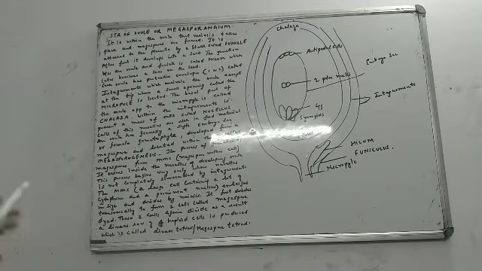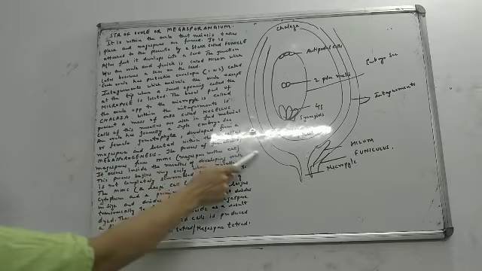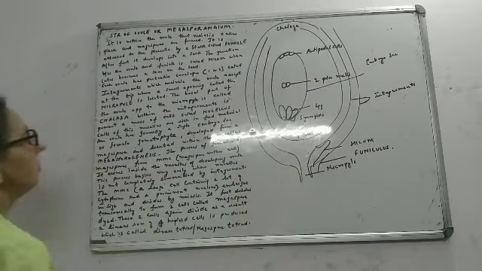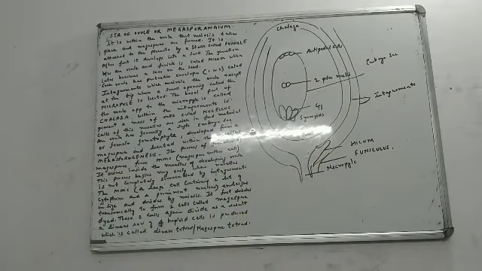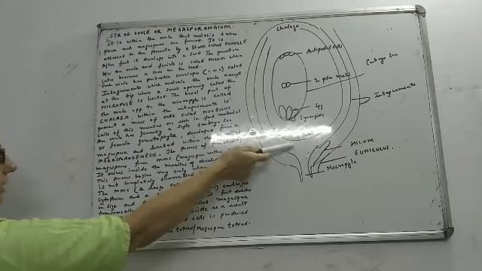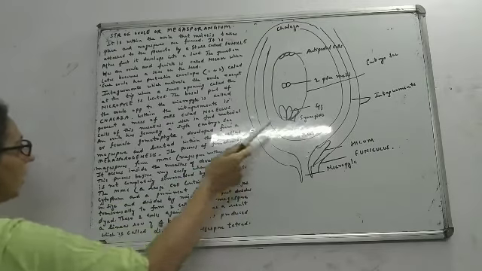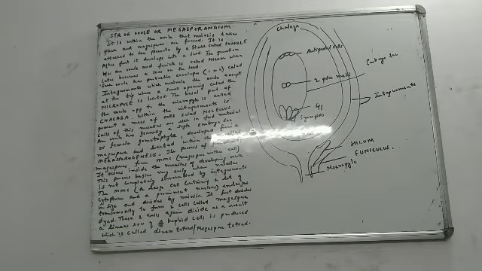Now, within these integuments, you have a mass of cells. This mass of cells is what we call the nucellus. This nucellus is very important because its cells are very rich in food material.